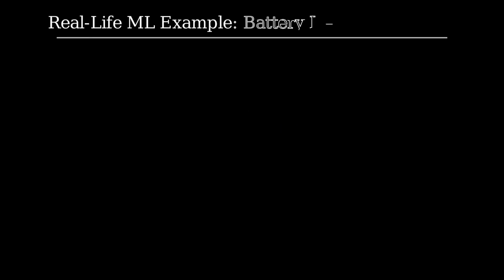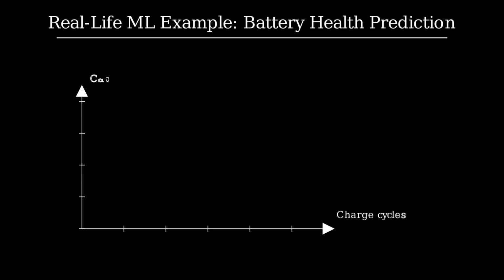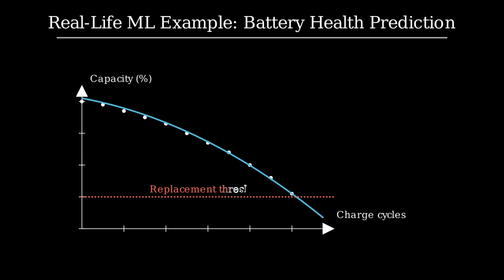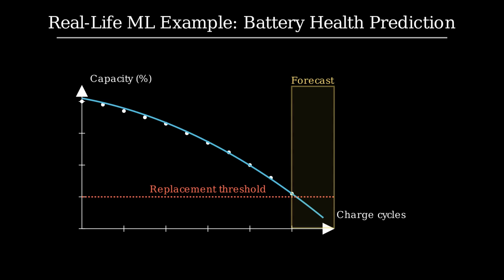A practical example is battery health prediction in electric vehicles and phones. Capacity measurements are collected across repeated charge cycles. A fitted degradation curve estimates remaining capacity and forecasts when the battery may cross a replacement threshold.